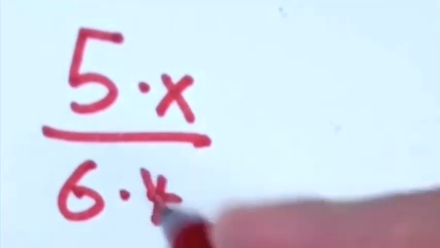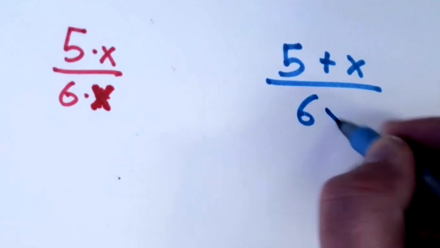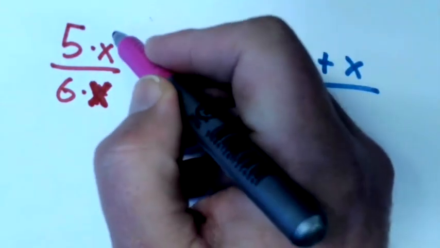There are two different patterns we're going to look at here. I have 5 times x over 6 times x. And on the other hand, that's something like 5 plus x over 6x. Here, it's valid to cancel the x's. And the reason is that you're multiplying.